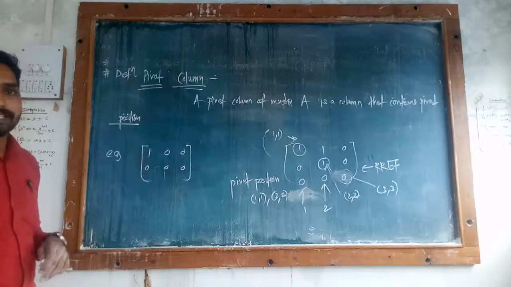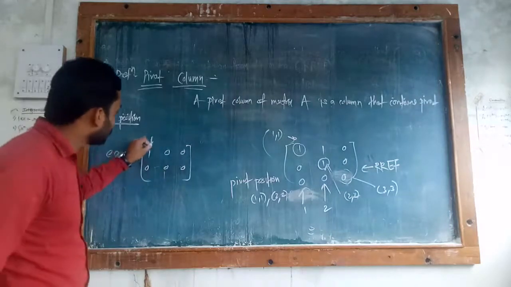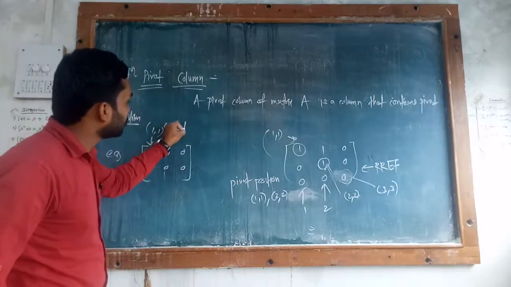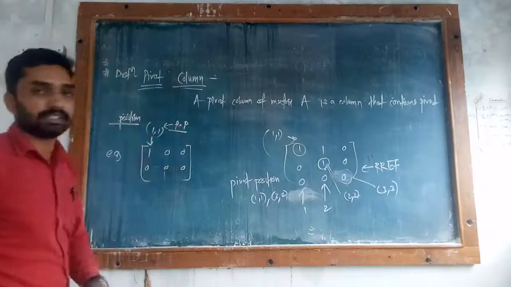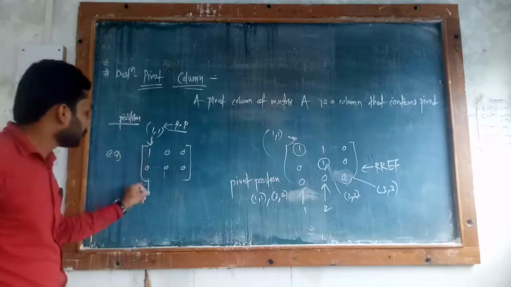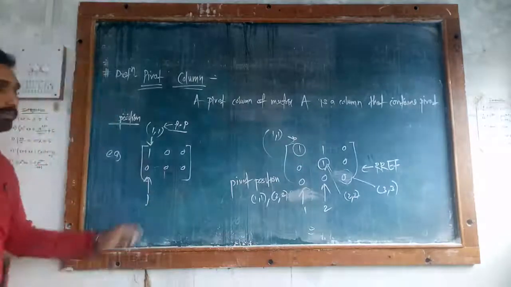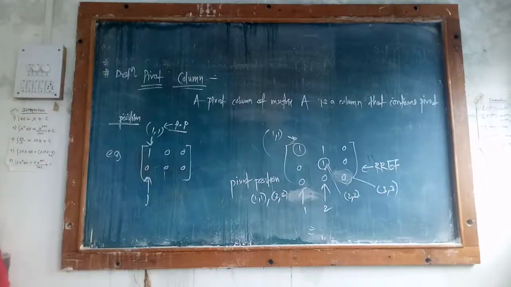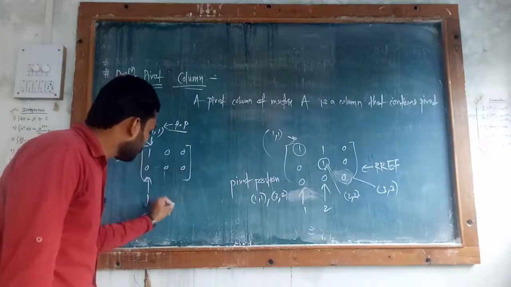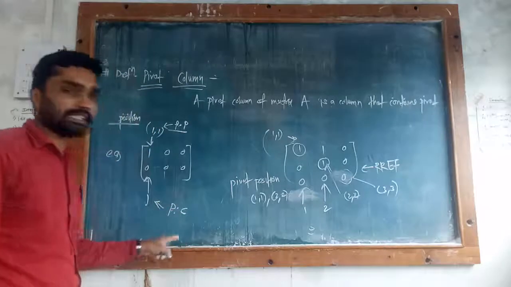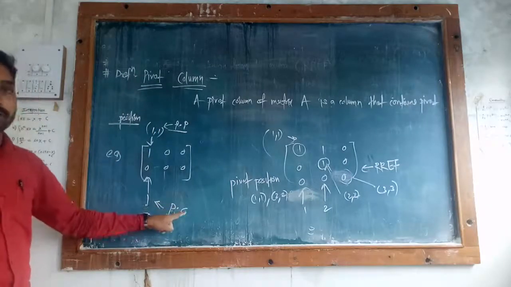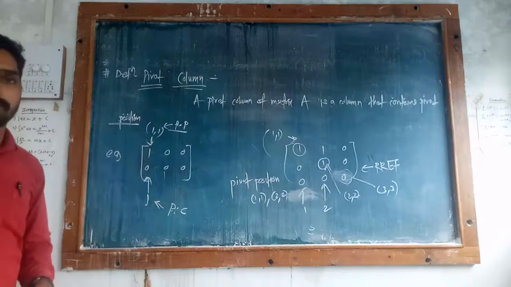So pivot position is present in which position? This 1 1 position is your pivot position, P.P. The pivot position is present in the first column. So your pivot column is the first column, P.C. So the first column is your pivot column and the pivot position is 1 1.